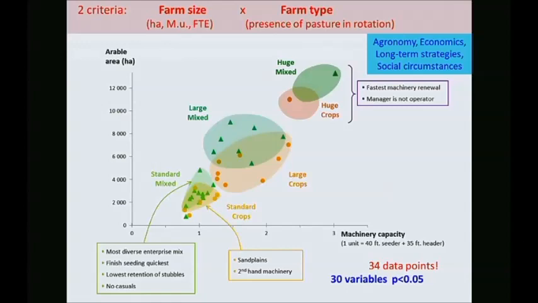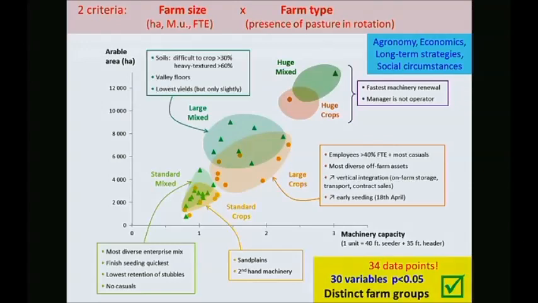Other examples: the smallest specialist croppers here were mostly located on the sand plains, and they mostly had second-hand machinery. And I could go on. Large croppers are the most diverse in farm assets. They were the ones doing the most on-farm storage. They were doing a lot of early sowing compared to the other groups. Those farmers have different resources, and I will talk about this a little bit more in detail.